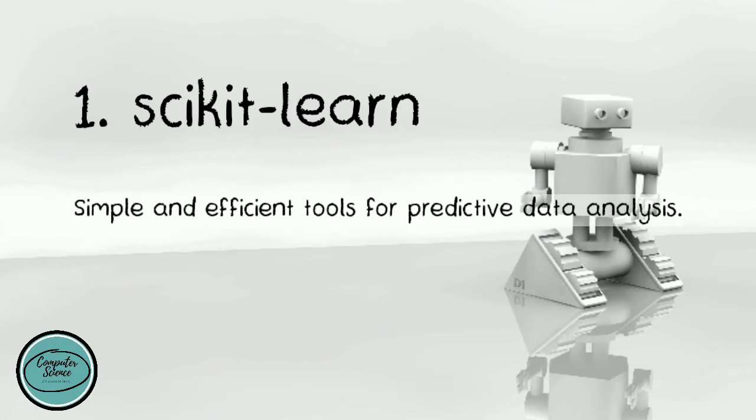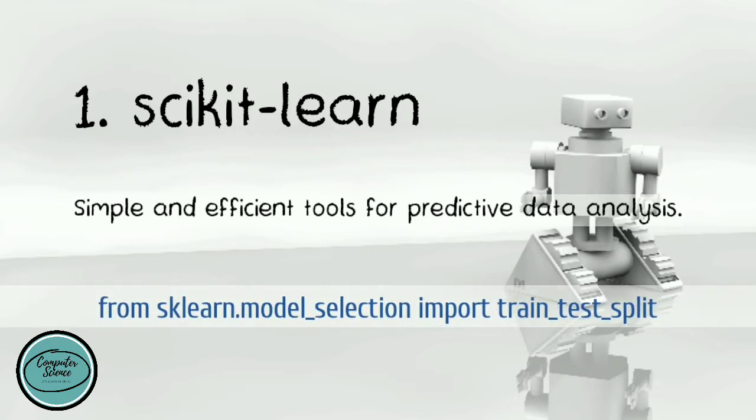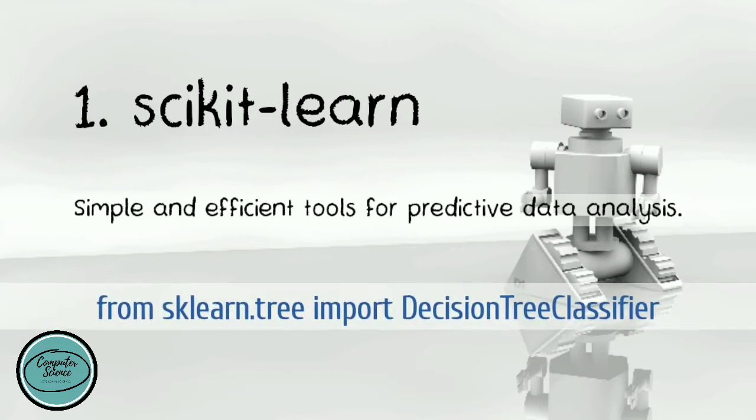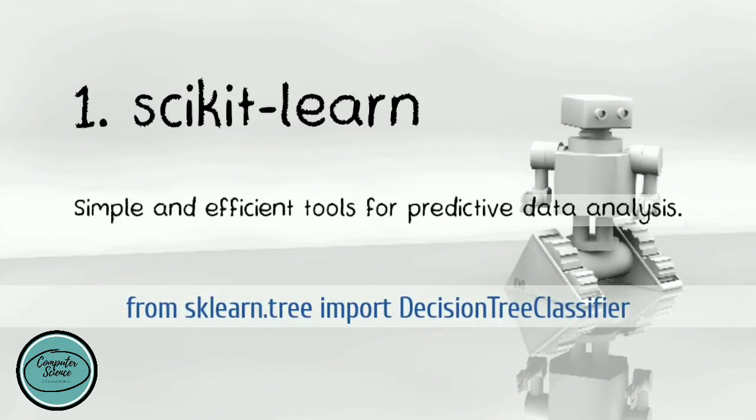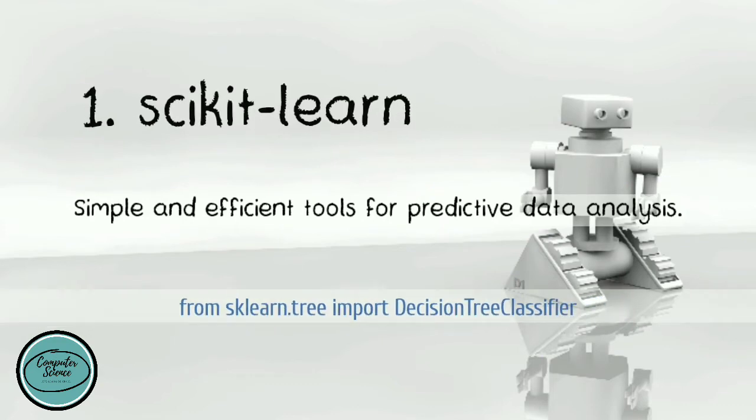Scikit-learn is the most widely used Python library for machine learning. We import its function or class by the following command: from sklearn.model_selection import train_test_split. By this command, we split training and testing data. There is another example: from sklearn.tree import DecisionTreeClassifier.